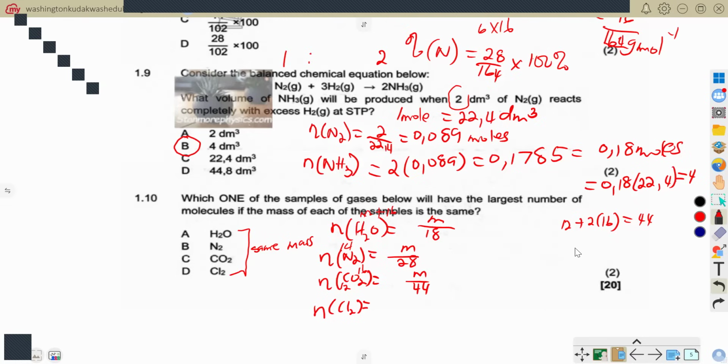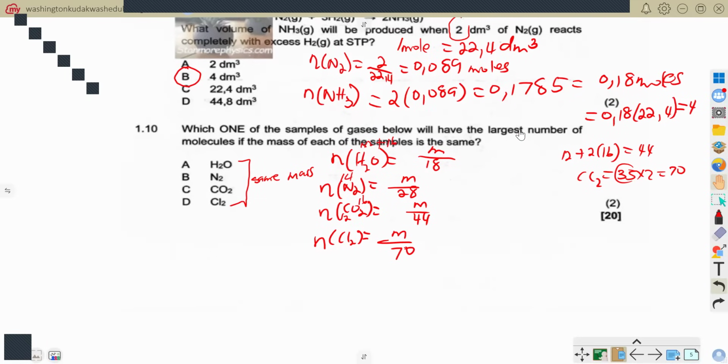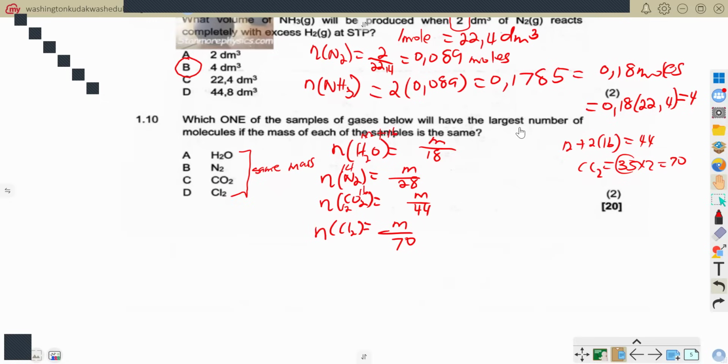And then for chlorine, on my periodic table, each atom has an approximate atomic mass of 35. So if I say 35 times 2, that would give me 70. So I would have m over 70. Now I need to compare these four. At the end of the day, when you are comparing this number of moles, you need to find the largest and the smallest.